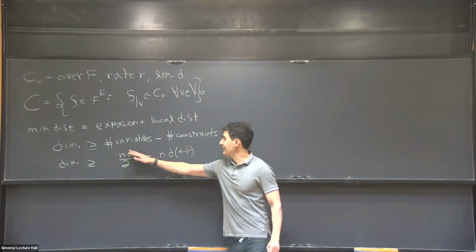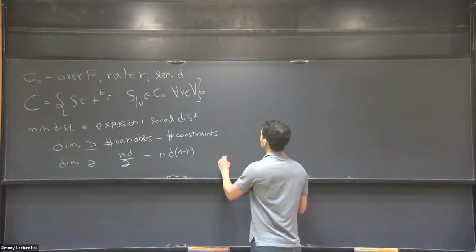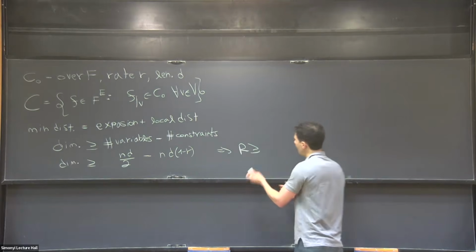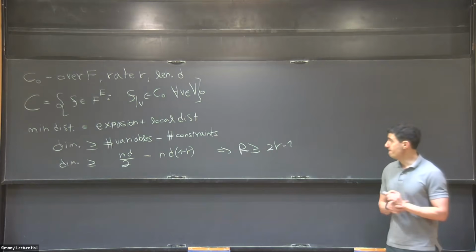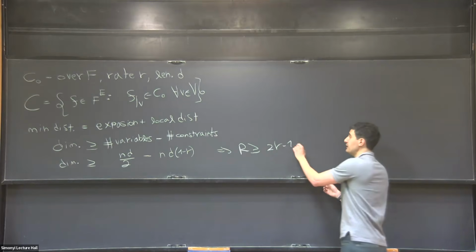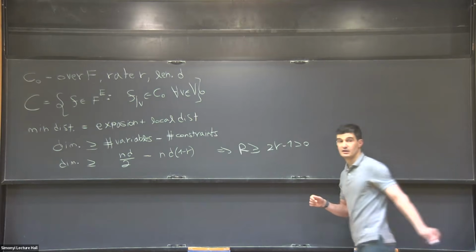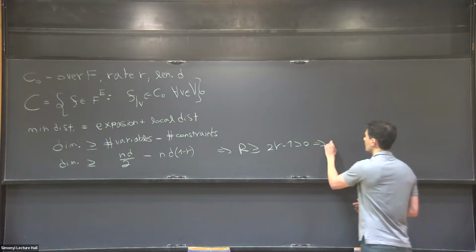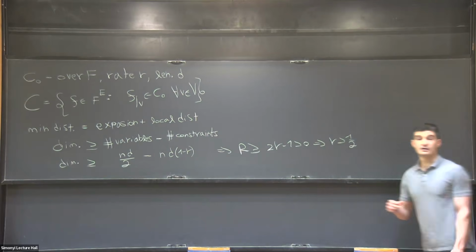Now, if you normalize it by the length of the code to get the rate, this tells you that the rate is at least, if you do the math, 2r minus 1. Now, this is the lower bound, and you want this to be positive. Then you solve it, and you require that the local rate be large, at least greater than 1/2.